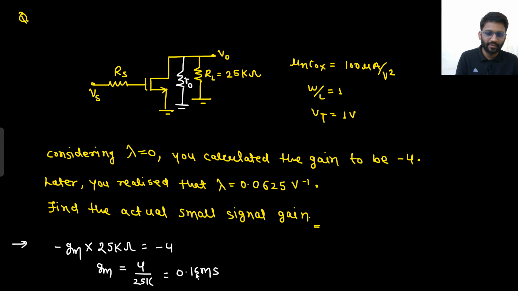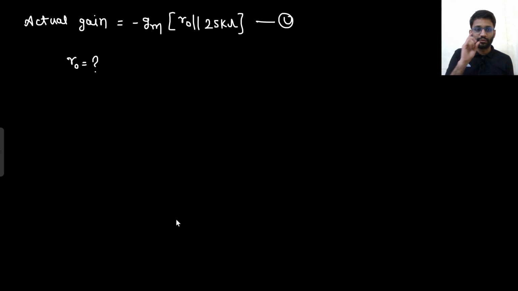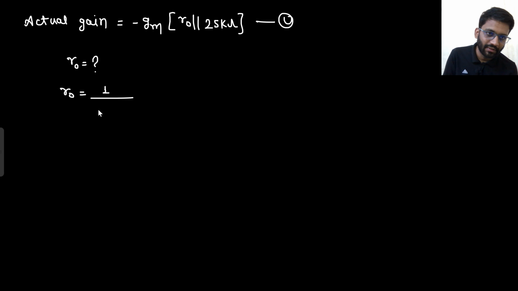You have the value of gm. You have the value of 25 kilo as well, but you don't know the value of r naught. So from where will you calculate the value of r naught? Let's call it equation 1. We only know one formula for r naught. If you remember the device physics lecture, what is that formula? 1 upon lambda Id, right? And what is that Id? Id sat, but ideal.